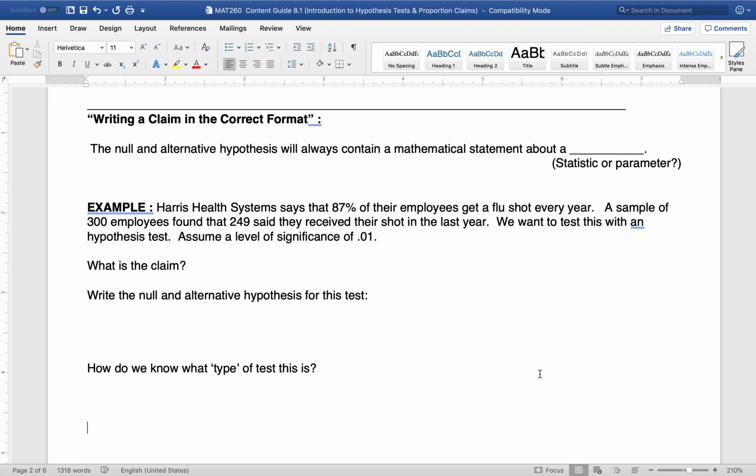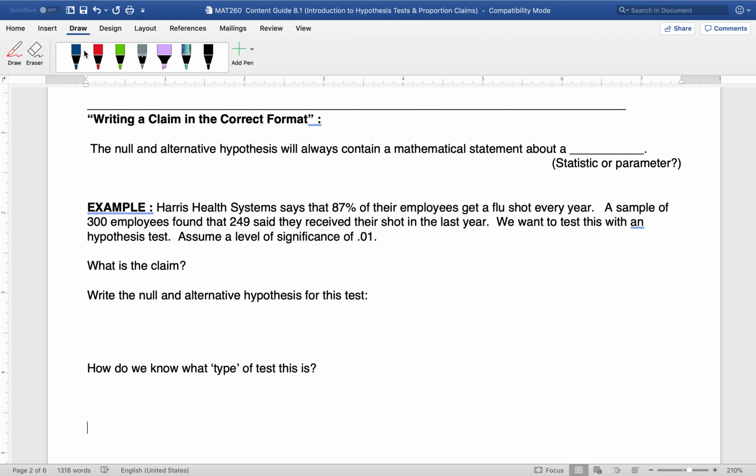In this video, we will learn how to write the claim for hypothesis testing. So first off, when we're doing hypothesis testing, we will always have a null and alternative hypothesis. And these will always contain a statement about a parameter. So remember, the parameter is about the population. So that could be the mean, that could be our population standard deviation, that could also be our population proportion.